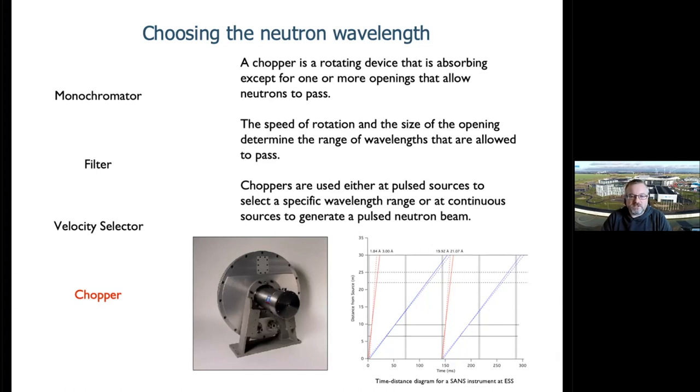What you have to do is set it up such that it's synchronized with the pulses, so that only neutrons that have the right velocity by the time they get to the chopper see an open window. Everything else will hit the absorbing part of the chopper. And so by varying the phase of the chopper in relation to the source, you can vary what wavelengths get passed through. By having different sized openings on the chopper window, you can vary the range of wavelengths that are passed through.